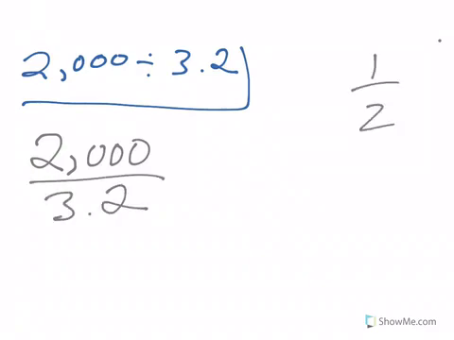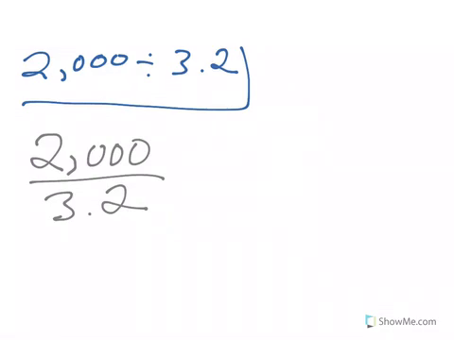If we have 1 over 2, we know that's 1 divided by 2, which would give us 0.5, okay? So that's a simple way of looking at it, but that is looking at a fraction as a division problem. Same thing here, 2,000 over 3.2.